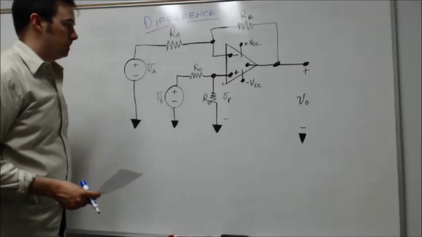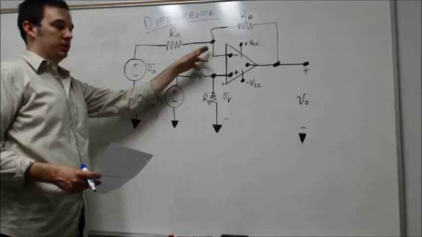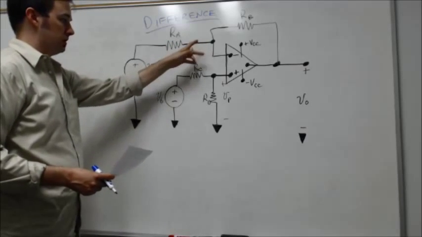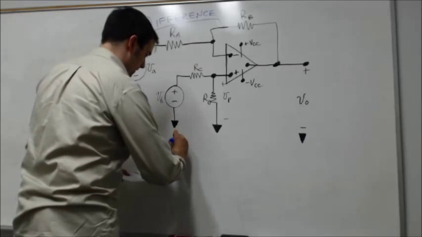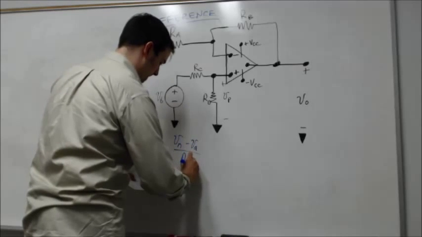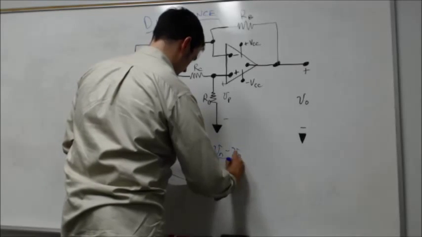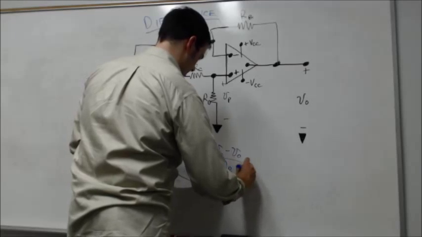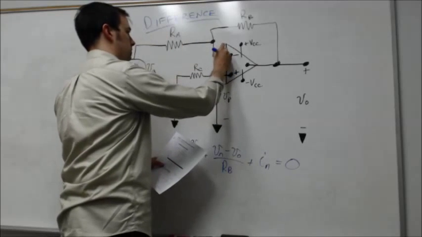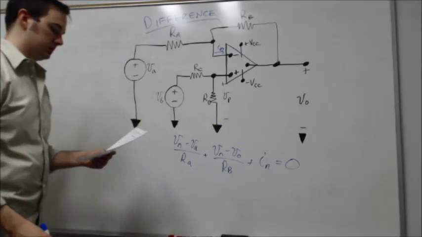So again, using a similar analysis as we've done with the others, we'll write a KCL expression in terms of the voltages with respect to Vn, which is the point right here relative to common as well. So we have Vn minus Va over Ra plus Vn minus V naught over Rb plus I sub n equals 0. Again, this would be that I sub n sitting right there.